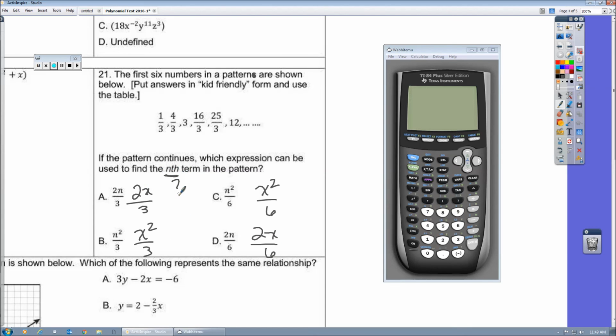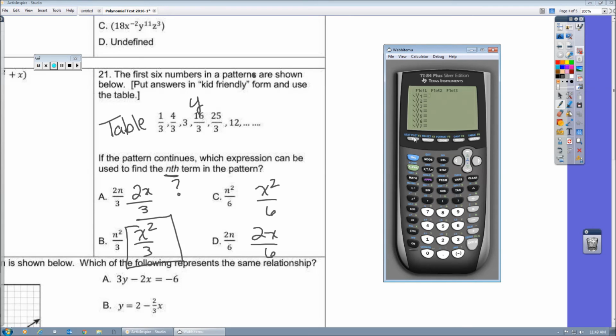That means any term. Well, look, guys, we put it in kid-friendly form so we can use the calculator to go in and look at our table. These are answers in the table. These are my answers, the y values. So I'm going to go right to the answer here. The answer is B. So we're going to type this in.